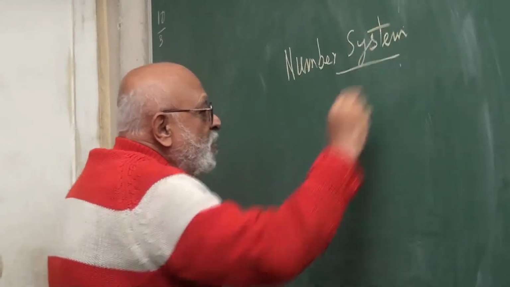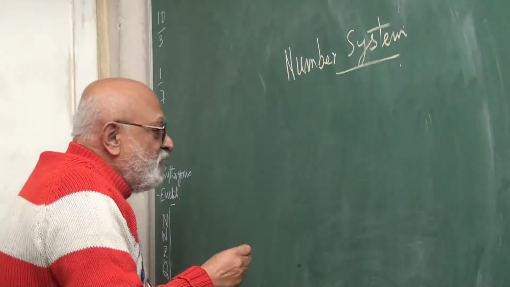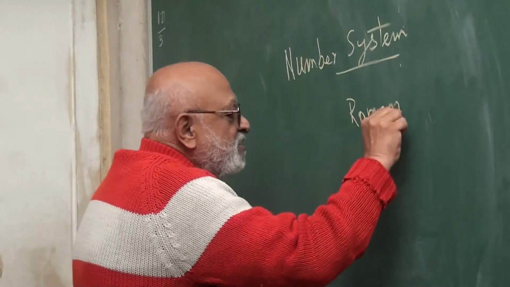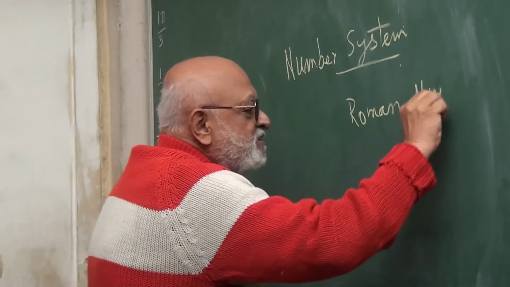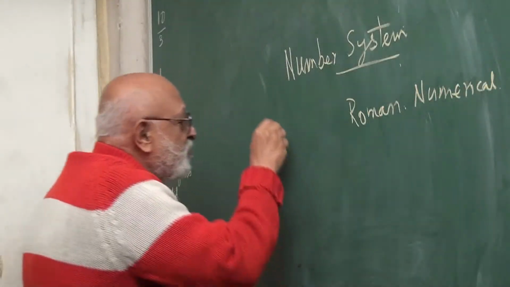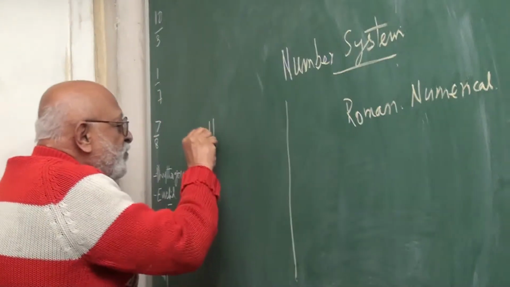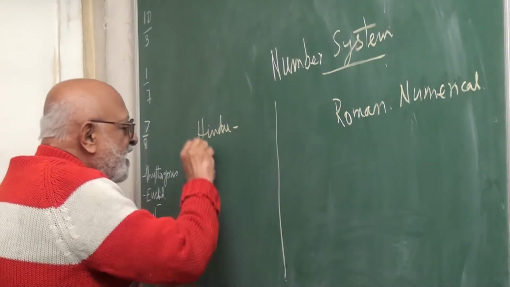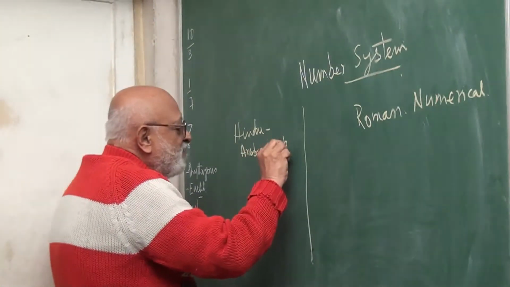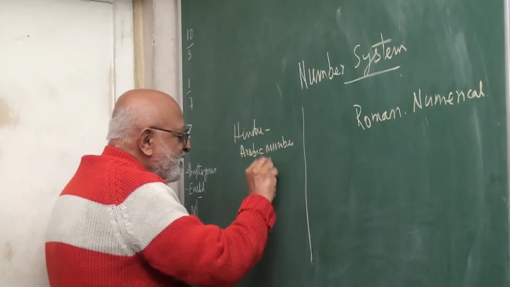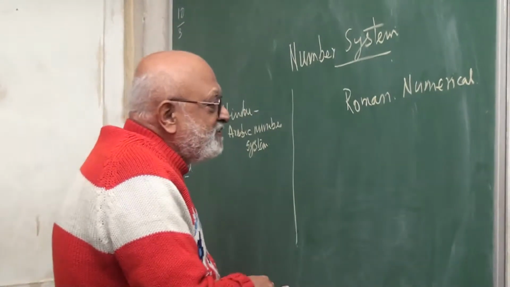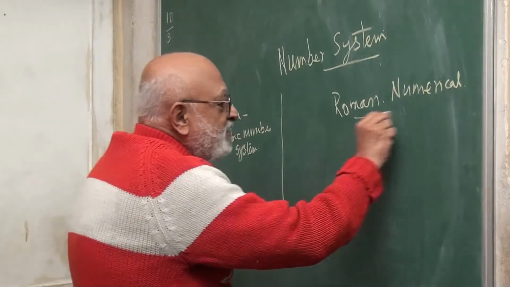Okay, now first of all I will go through two systems. One is Roman numerals, and later on I will go to what is called the Hindu Arabic number system. We'll discuss both of them. I have introduced this one because I think it is necessary even for general knowledge.